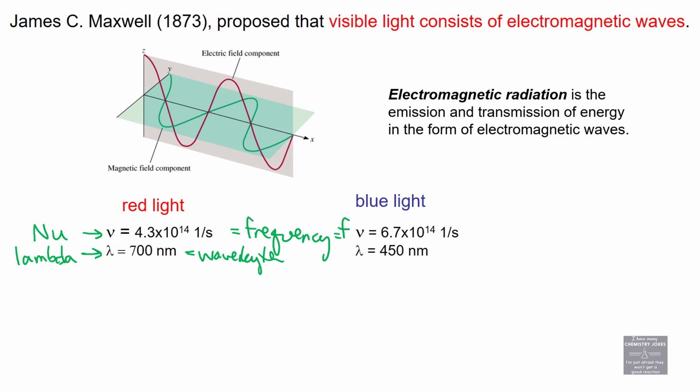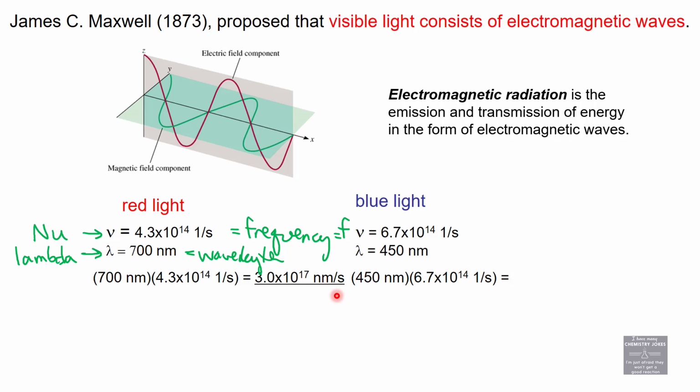And I probably should have pointed that out prior to now. So we know the frequency and the wavelengths of red light and blue light as posted here. If I multiply those values together, the wavelengths times the frequency, I get 3.0 times 10 to the 17th nanometers per second. I get the same value for both of these.